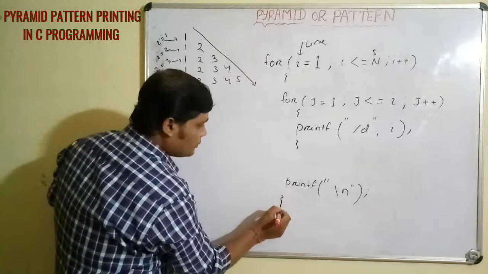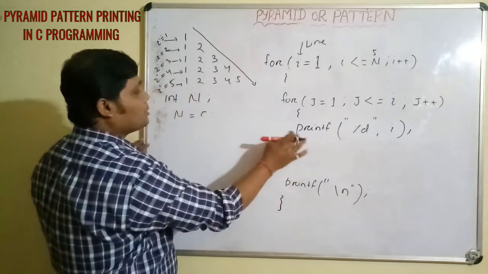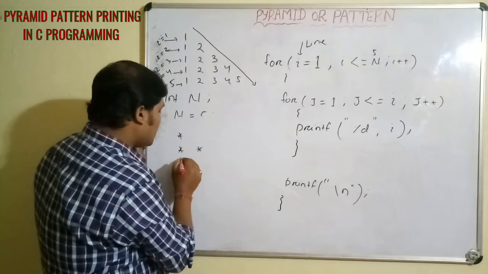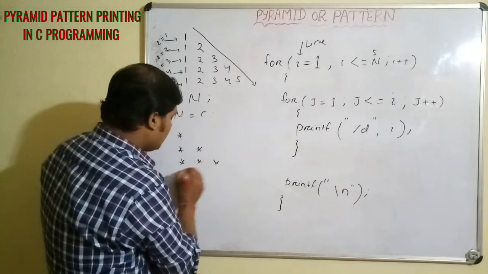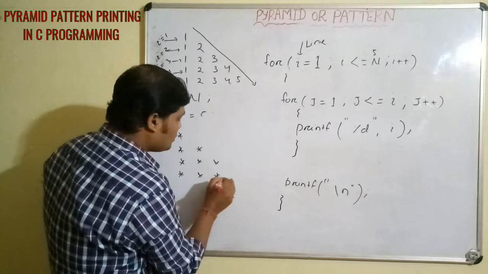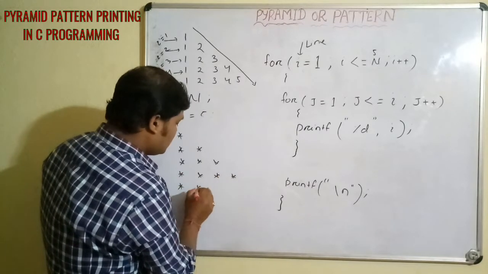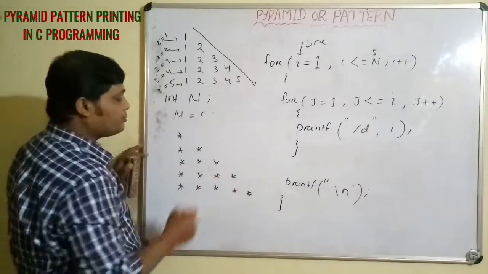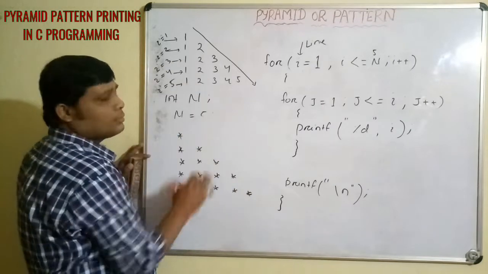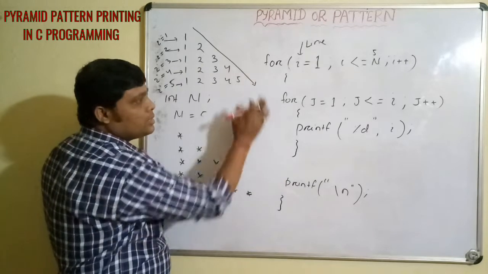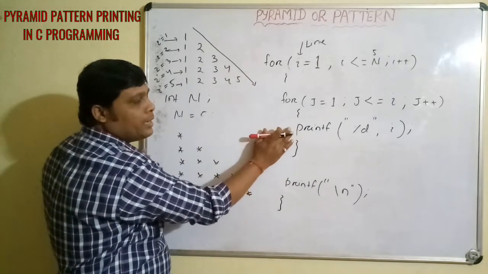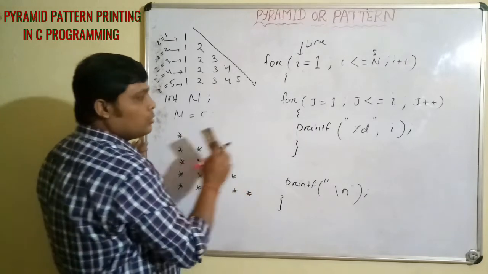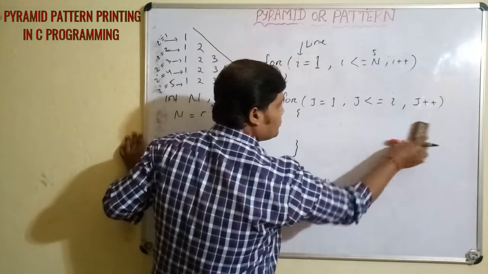Now see another structure, another pattern you can see. This is star, star, star, star, star, star, star, star, star, star, and this is star. Clear? Just see this pattern. Same pattern, so there will be no changes in the loop. Only in the printing part we have to change. What changes we have to do?